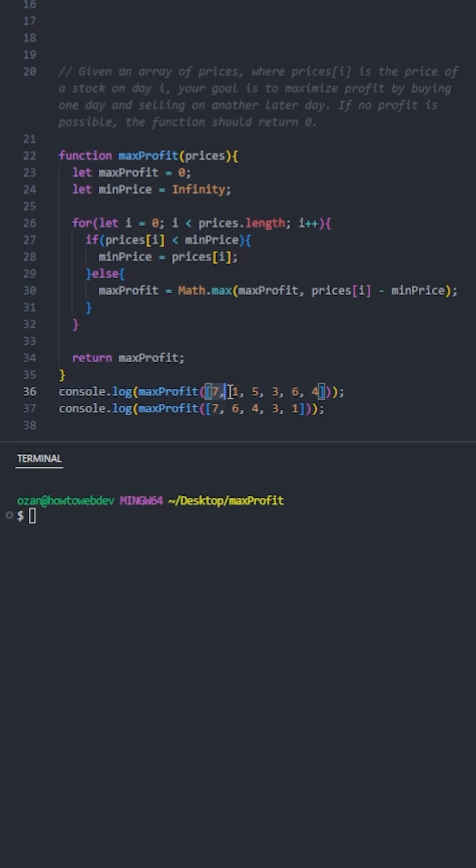Let's see the results. This first example is the one we used earlier in the video. The result should be 5, and the second one should return 0 because no profit can be made since the stock price keeps dropping, and it works fine.